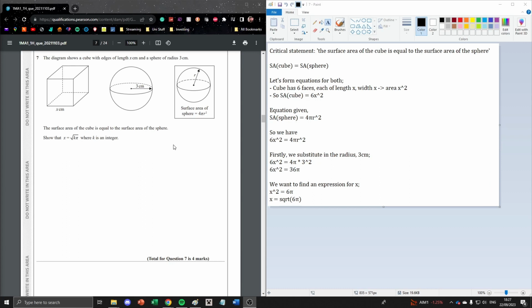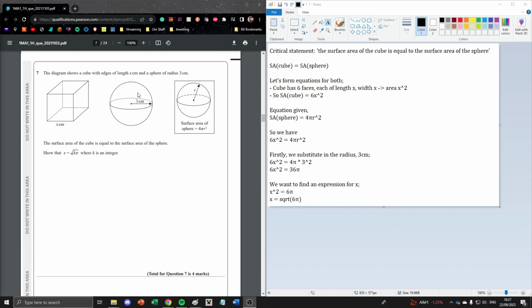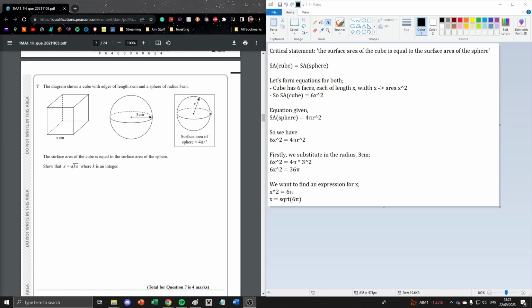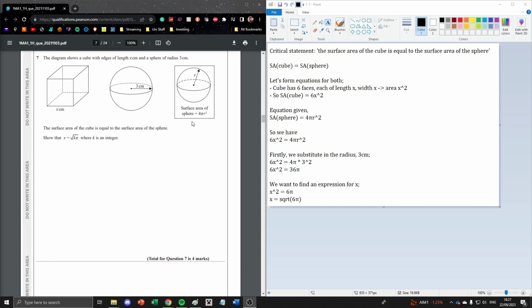Question 7 looks into the surface area of different shapes. So we're given a cube with side length x centimeters and a sphere of radius 3 centimeters. And we're also told that the surface area of a sphere is 4 pi r squared. This is an equation that we're generally going to get given, but we don't know if we're going to get given this equation, so it's good to just memorize it anyway.